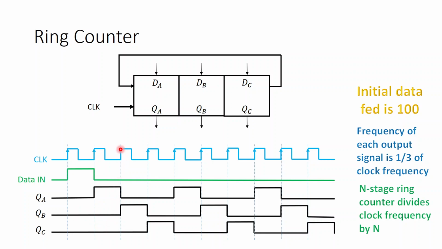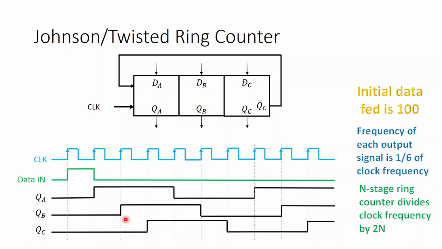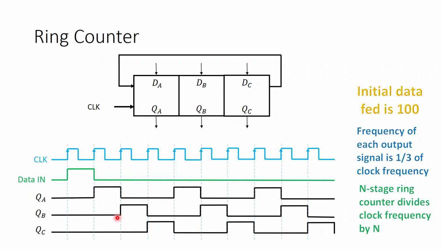In the second clock cycle, QA was 1, so QB will become 1, and QC is still 0. This is coming here. QC is still 0, this is coming here, and then next clock cycle QA has become 0, so this 0 is coming here to QB. QB, which was 1, is coming to QC now.